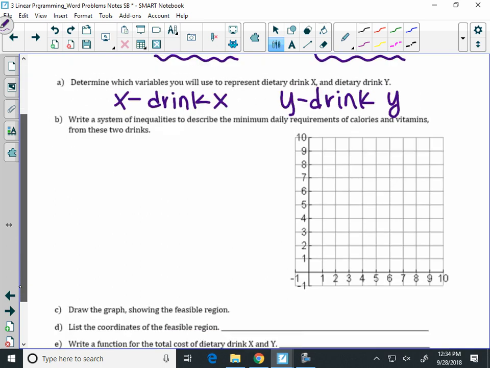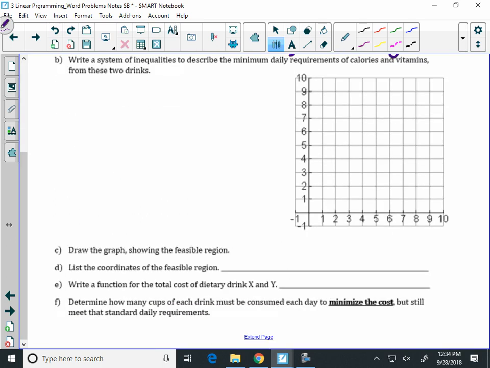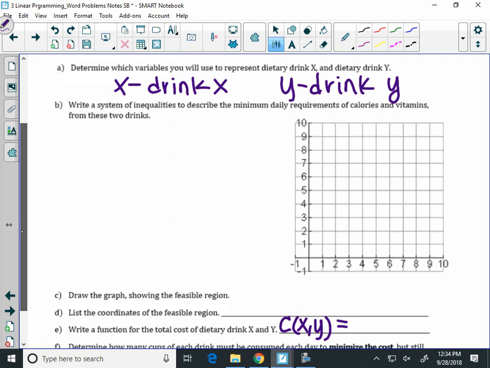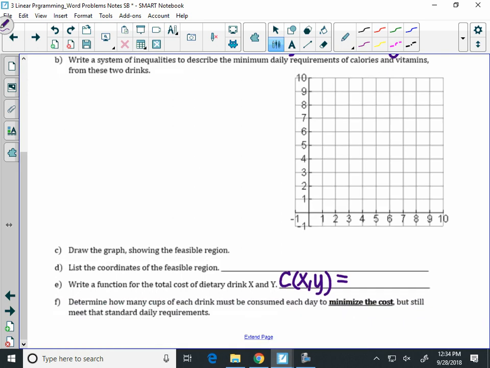Just cost. So this time, instead of P of X, let's write this as C of X. The cost of drinks X and Y would be how much? Well, how much is drink X? 12 cents. How should I write 12 cents? 0.12. I'm going to do 0.12X plus how much is drink Y? 15 cents. So plus 0.15Y.